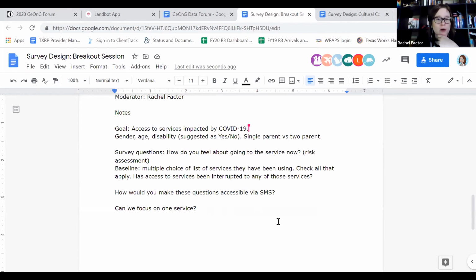Okay, so I'm curious about the first question that we had received, I think Colleen, you had mentioned, how do they feel about going to access the service now? So what is their feeling about the risk? So thinking about the different types of scales, the different numbers of scale points that you might be using, how would you approach this? What would the responses look like? Would it be very scared or very uncomfortable? What kinds of words would you use to get that information?